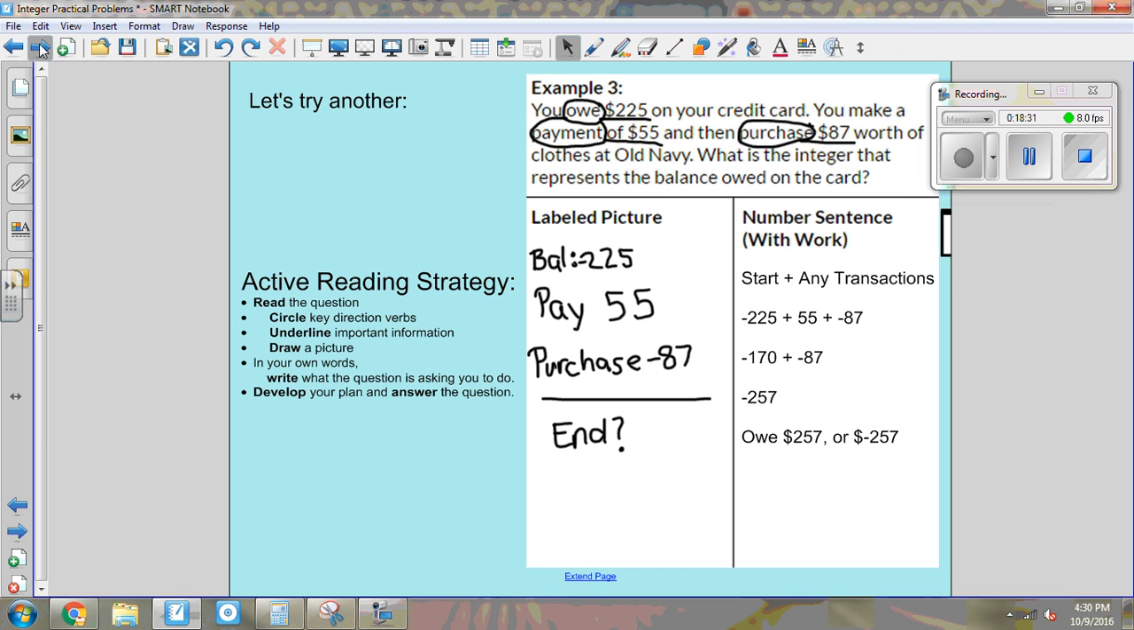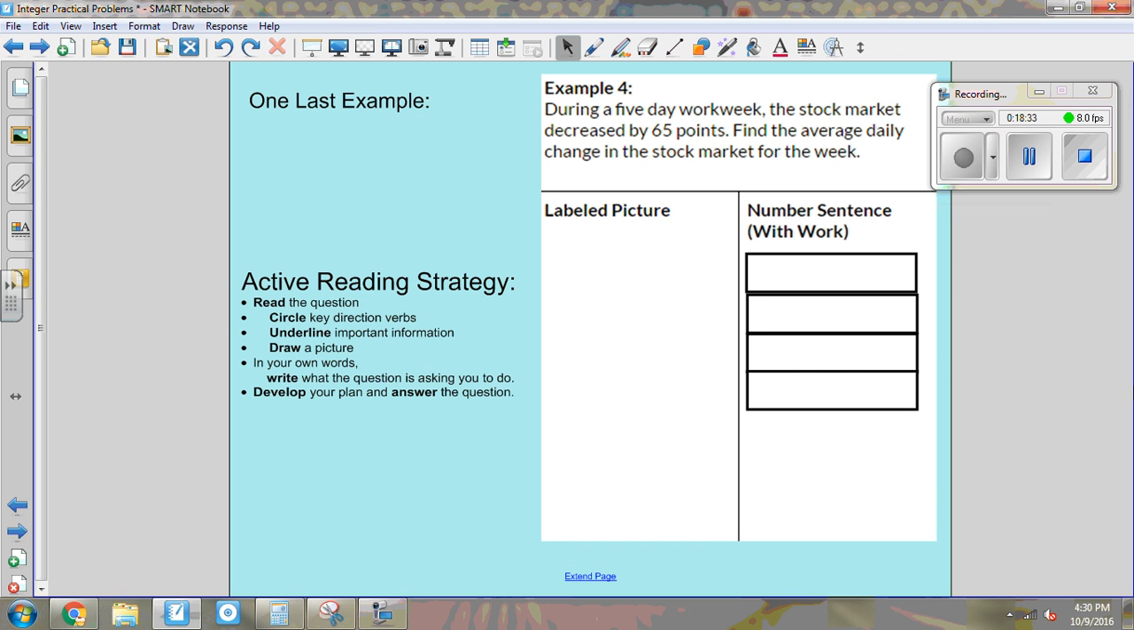Okay, we have one more example to work through. Example 4 reads that during a 5-day work week, the stock market decreased by 65 points. I'm looking for the average daily change in the stock market for the week. So I'm looking for any key direction verbs. I see one that's really standing out to me, that word decreased. That is an important word that we talked about, gives us some information on where my integer is going. If it's decreasing, that means that it's going down, and I need to know exactly how much it's going down, so I'm going to underline that important information.